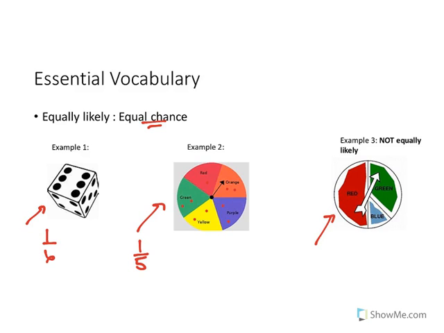However, if you look at the last example, the red section is so much bigger than the green, and the green is so much bigger than the blue. So getting blue and red is not equally likely, because it looks like I have a 1/2 chance of getting red, and what looks like maybe a 1/3 chance of getting green, and blue would be something even smaller. So this one is not equally likely. It's not fair.